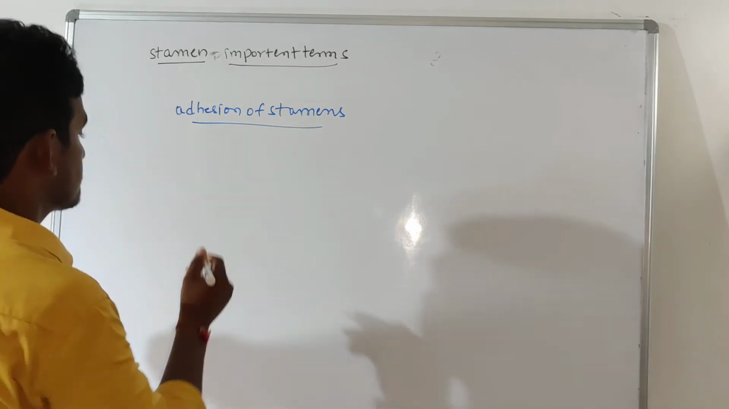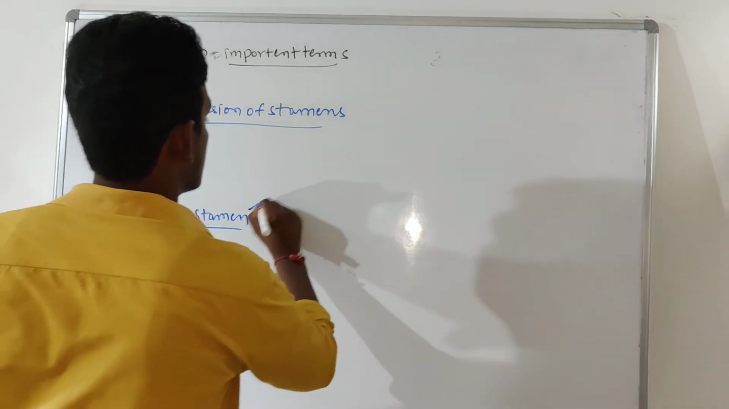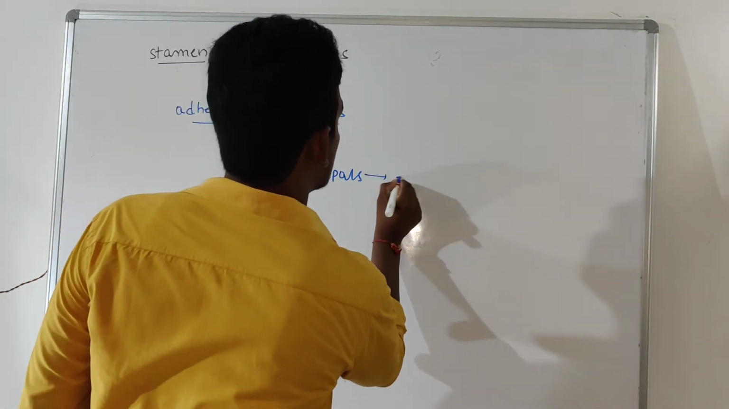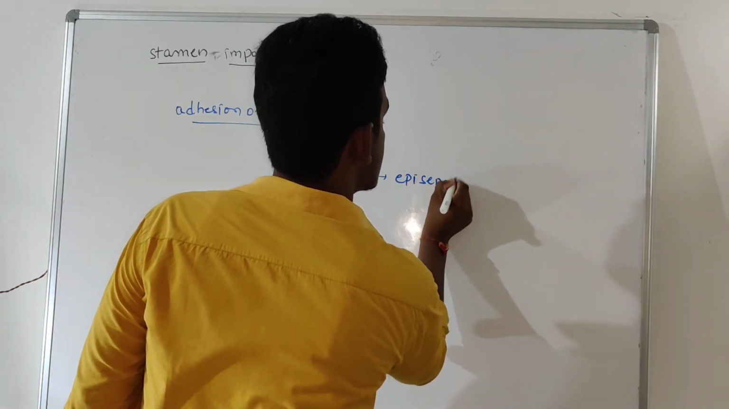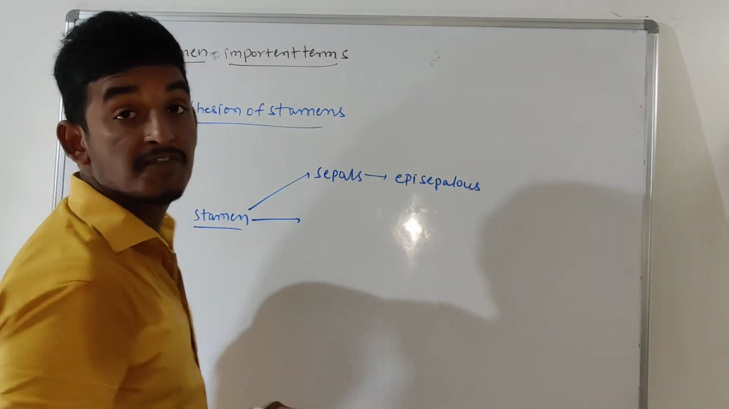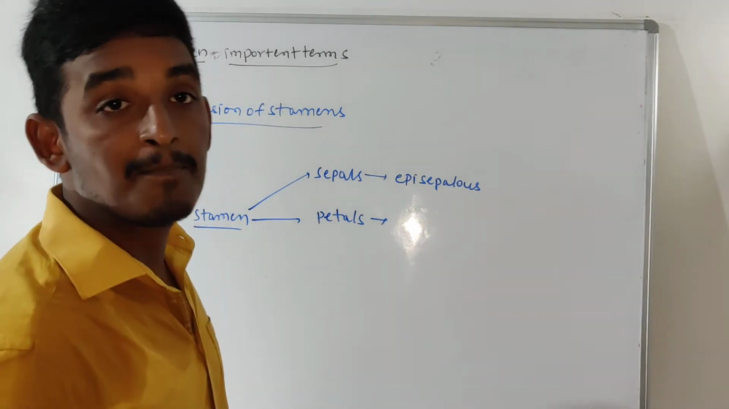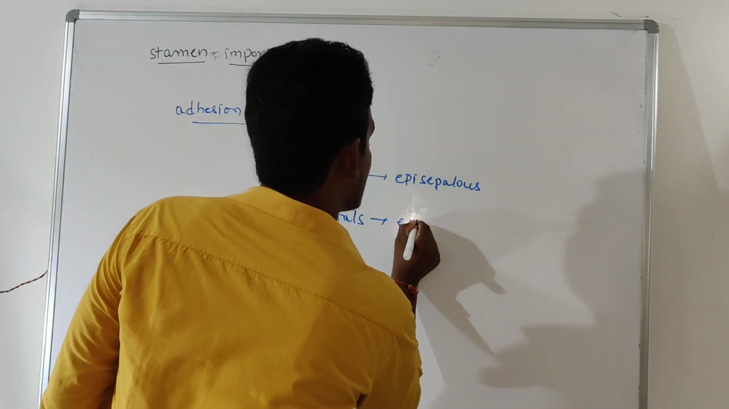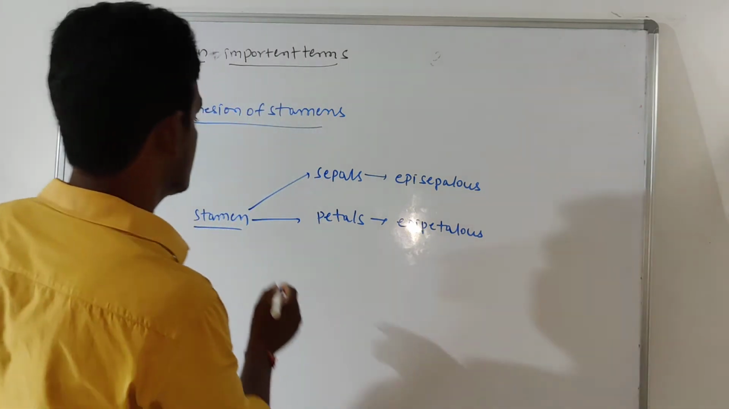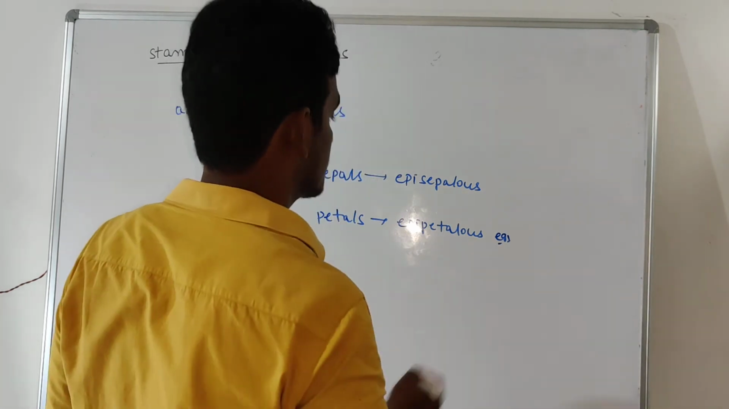Right? So see, if the stamen is fusing with sepals, that type of condition we call episepalous. If the stamen is fusing with the petals, the type of condition we call epipetalous, right? An example for epipetalous is Solanaceae members.